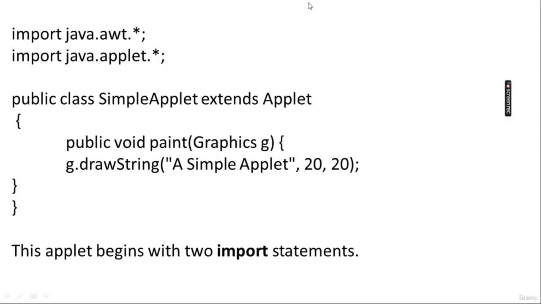Now we will see a simple applet example. Public class SimpleApplet extends Applet. For this, you have to import these two packages, java.awt.* and java.applet.*. There is one main method that you must implement, that is public void paint(Graphics g). You will override this method. Then using the drawString method, you can draw the text that you want to display on the applet, and the x and y coordinates at which you will display this text.